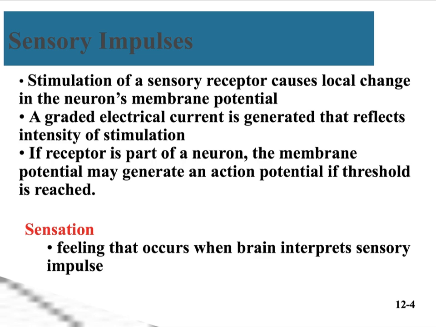So these sensory impulses are traveling on sensory neurons. So just to review what we learned from Unit 1, these sensory neurons have specialized dendrite receptors that are stimulated, which causes local changes in the neuron's membrane potential. Then we create an electrical current in the dendrite end, and if the current is strong enough, we can reach threshold at the axon, and then that axon will trigger an action potential series that travels all the way down the axon, and it would end up with us having a sensation. So a sensation is a feeling that occurs when our brain interprets that sensory impulse.